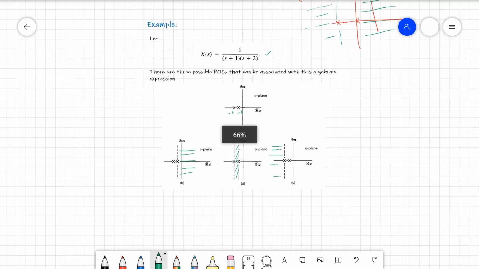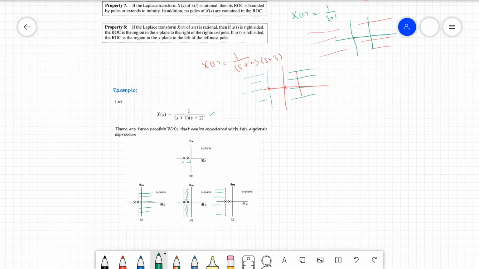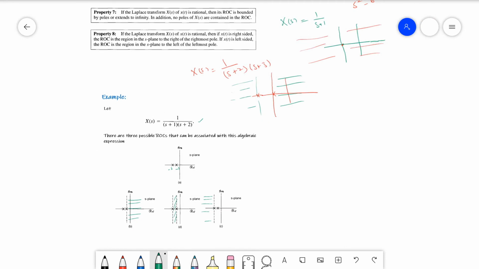So these were the 8 properties which are associated with the region of convergence, and if we know these properties, we can easily find the region of convergence directly from the expression of x of s, and if we also know the time domain characteristics of x of t, then we can easily know about the region of convergence of that signal.